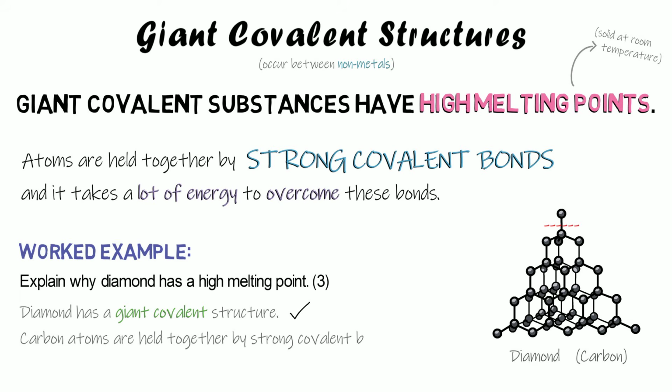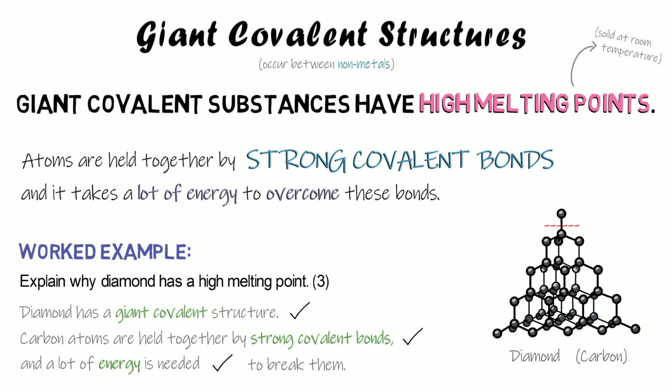That means carbon atoms are held together by strong covalent bonds, or you could just say the atoms are held together by strong covalent bonds. Each of those lines on the diagram is a covalent bond. And that means a lot of energy is going to be needed because they're strong bonds. We're going to have to put a lot of energy in to break those covalent bonds.